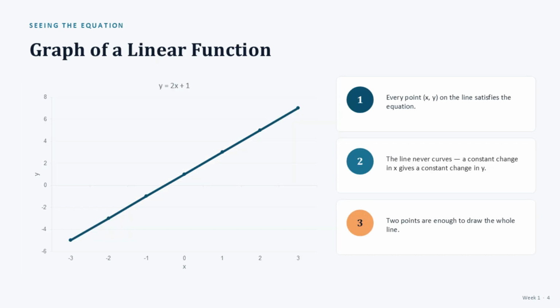First, we choose a few values for x. Then we calculate the corresponding values of y using the equation. After plotting those points on the coordinate plane, we connect them with a straight line. Because the relationship between x and y is constant, the graph forms a straight line. This is one of the defining characteristics of a linear function.